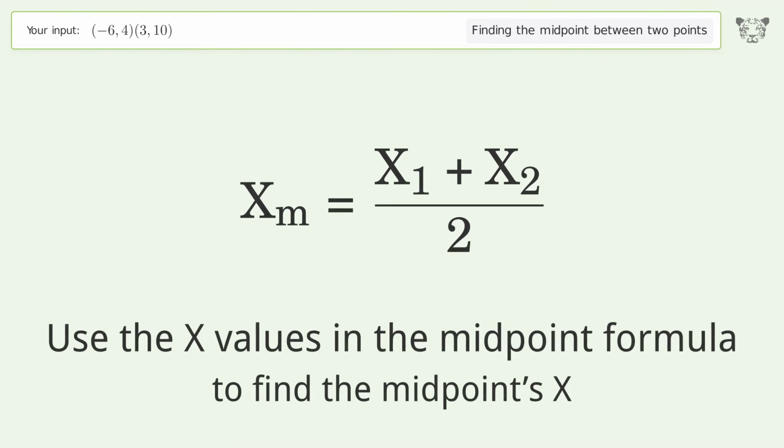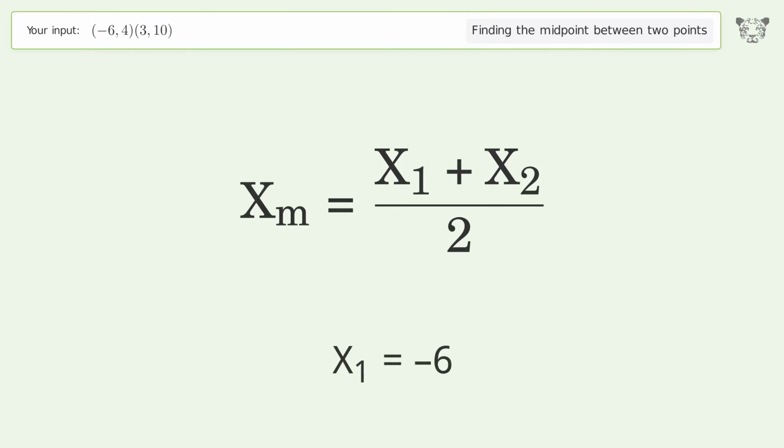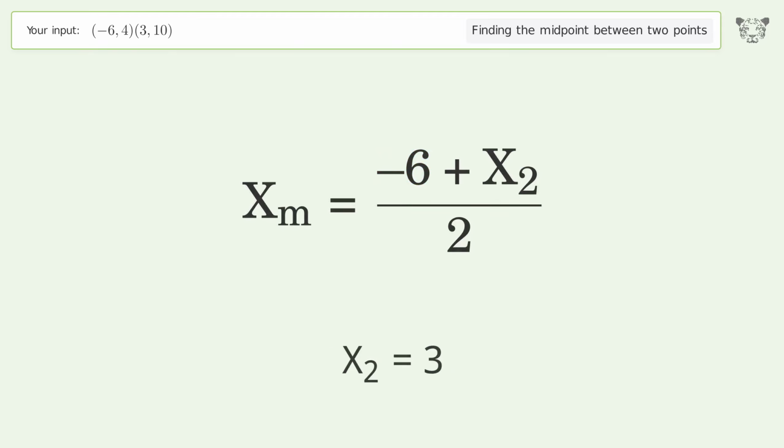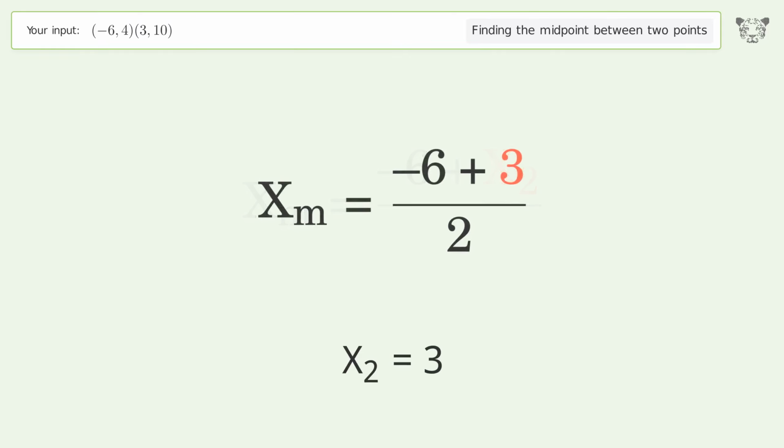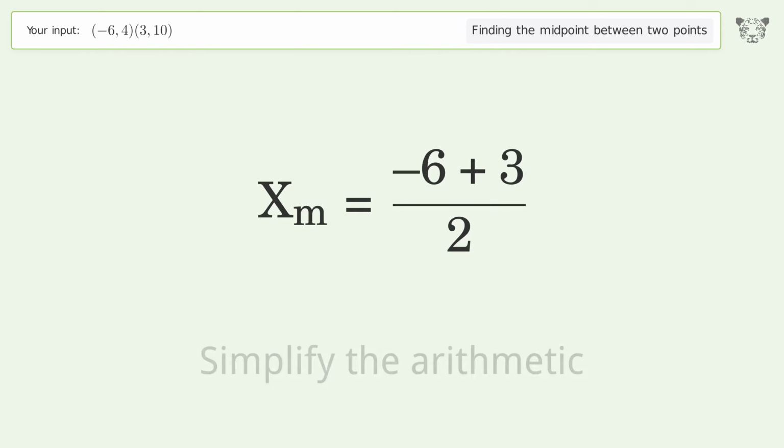Use the x values in the midpoint formula to find the midpoints x. x1 equals negative 6. x2 equals 3. Simplify the arithmetic.